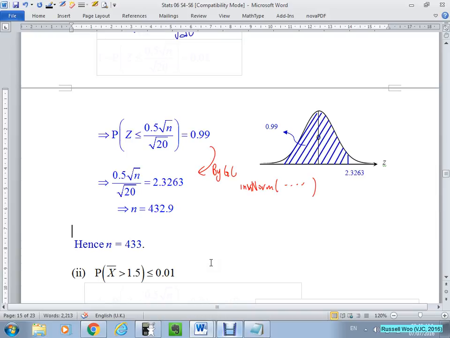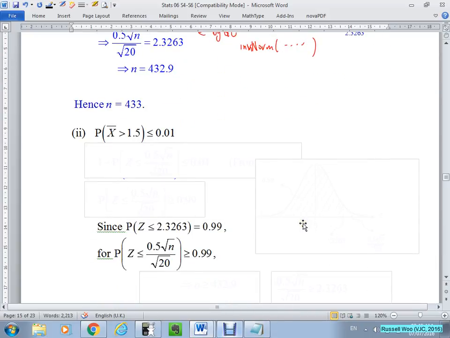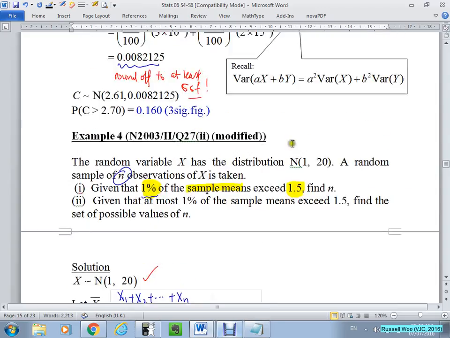Okay, part 2. After this, we watch one video. Before we go to 6.5, next. What's the question? Question is this. Now forget part 1 already. Now we do part 2, okay? At most 1% of the sample mean exceeds 1.5. Find the set of possible values.